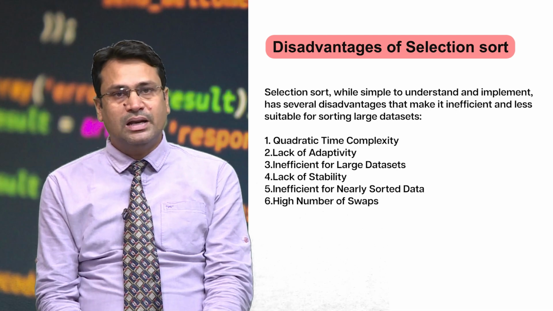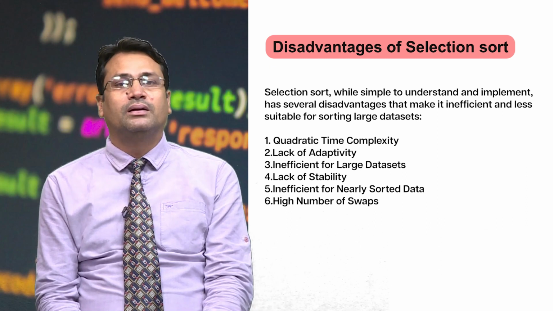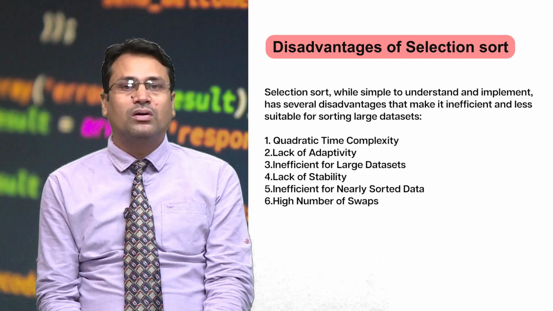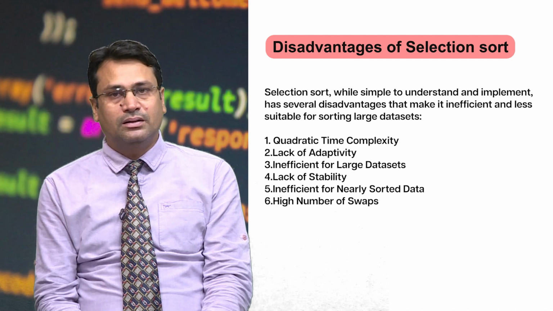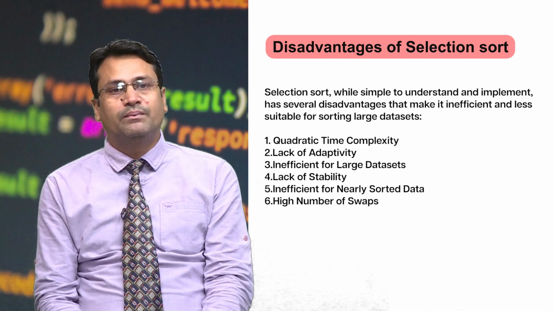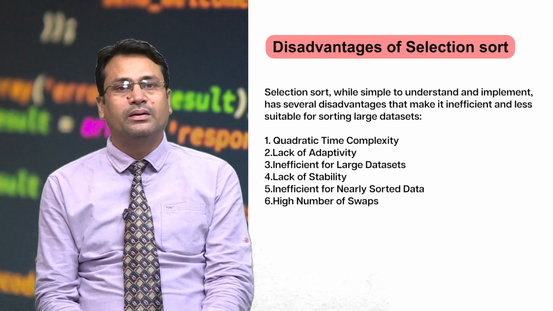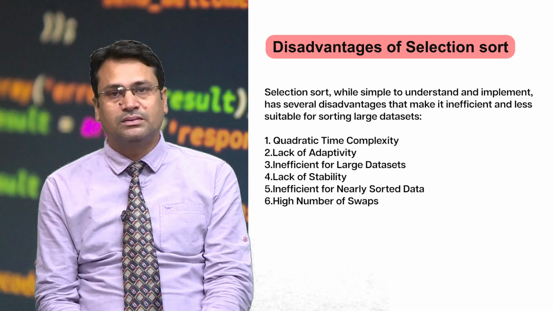Next disadvantage is lack of stability. While selection sort is stable in terms of maintaining the relative order of equal elements, it does not guarantee the stability of the entire sorting operation. If there are equal elements in the input data, their relative order may change during the sorting process depending upon the algorithm's implementation.